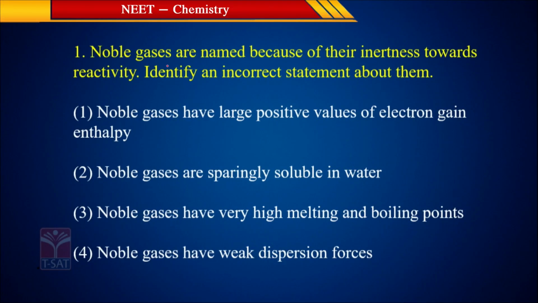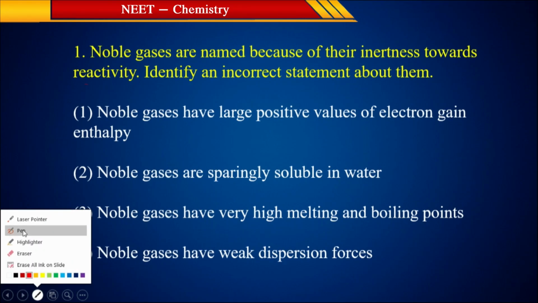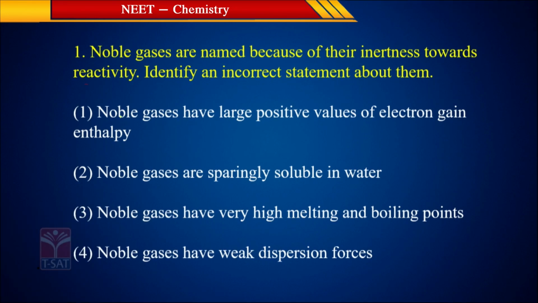Now the very first question of this session is: noble gases are named because of their inertness towards reactivity. Identify an incorrect statement about them. This question is from the chapter noble gas elements, that is P block elements, right? Here he is asking for the incorrect statement. The first statement is, noble gases have large positive values of electron gain enthalpy. Yes, this is correct, because of their very small size, they have high ionization energy and high electron gain enthalpy values. So the first one is correct.